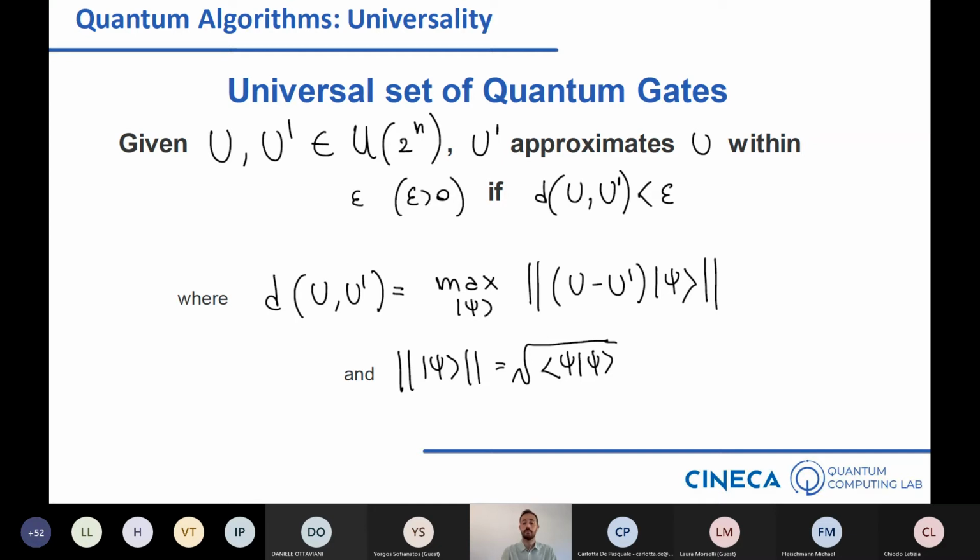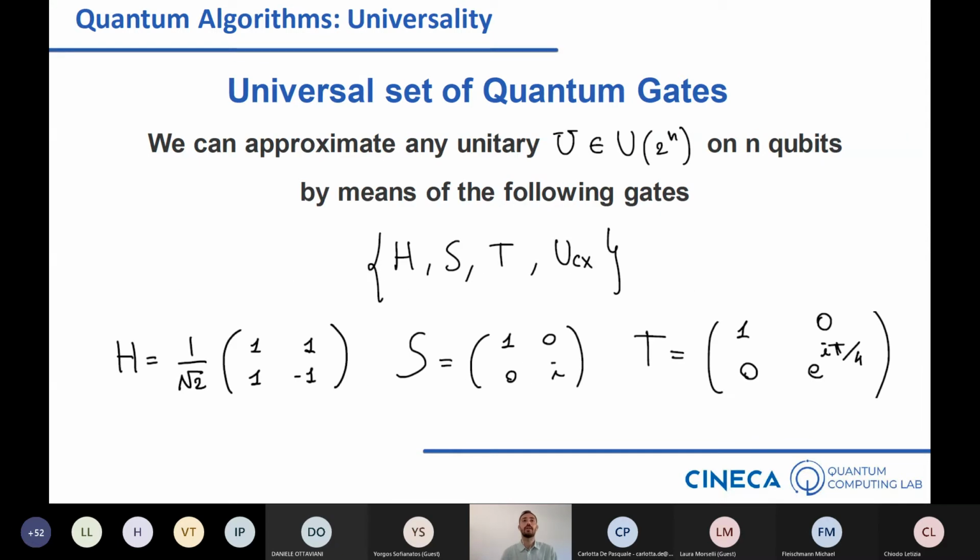Okay, let me go on with the next slide. You can approximate any unitary. You can build a unitary, but in an approximate sense, approximate in the sense that we've seen in the previous slide, with a finite set of gates.